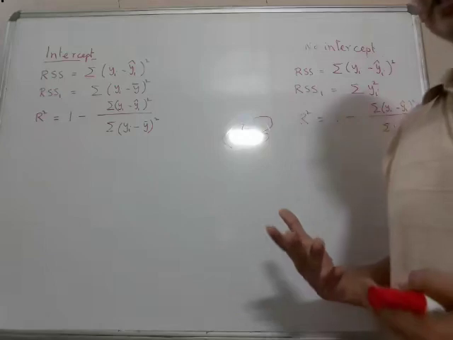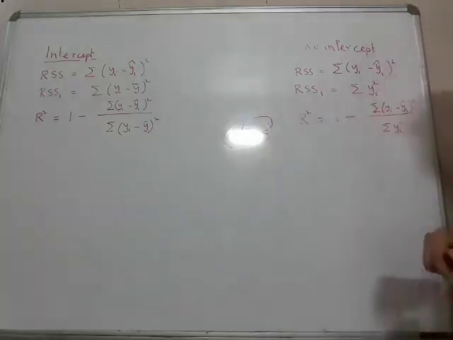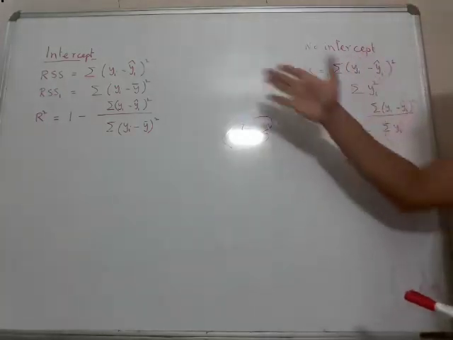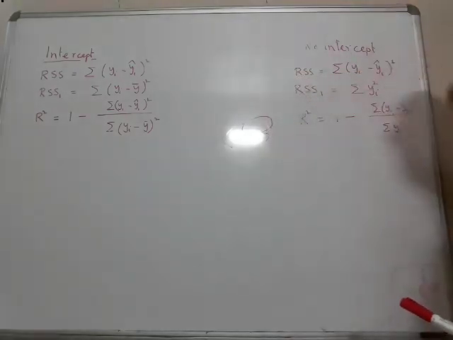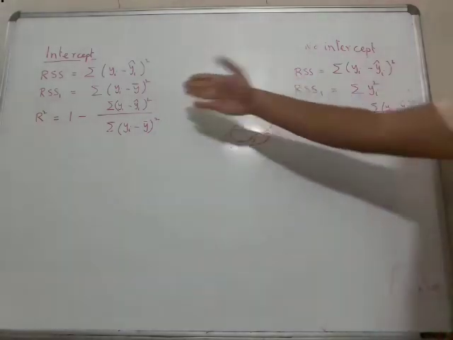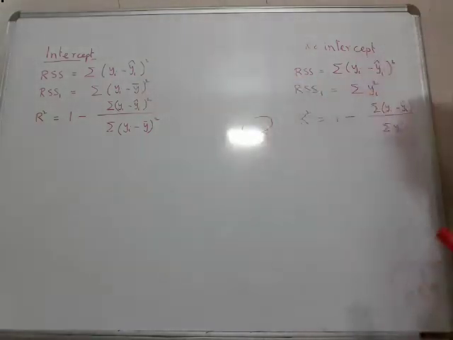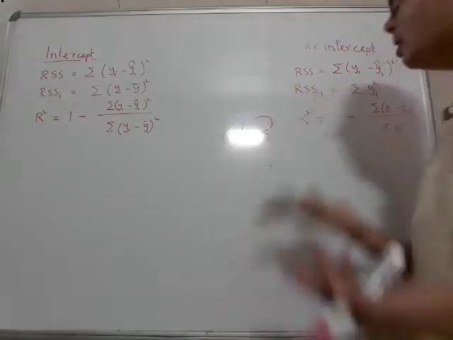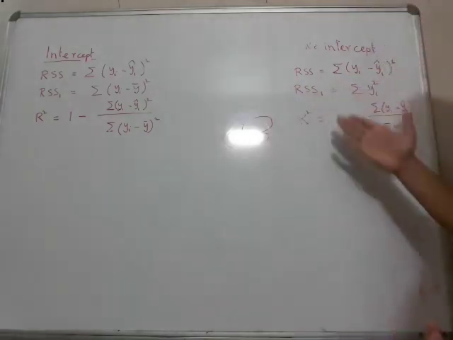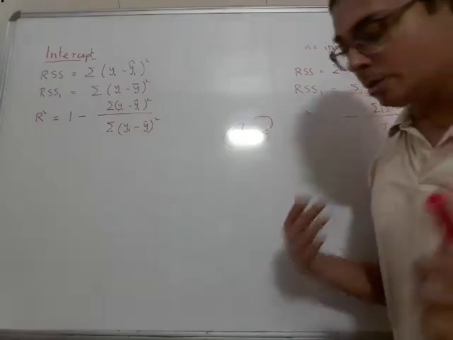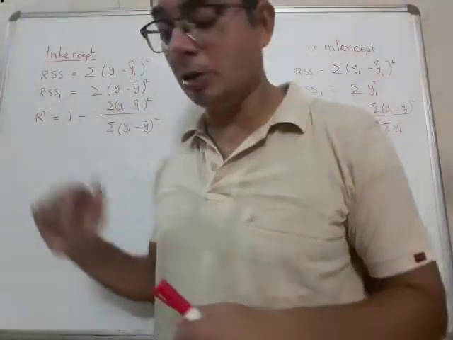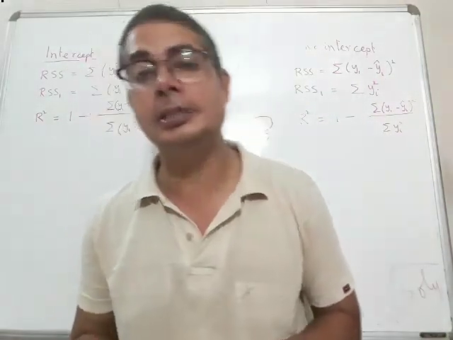Now the very same idea is present even in the no intercept case. RSS is still the same old value. RSS1 this time is different because there is no intercept term. If you have removed the model, then just nothing remains, so your entire y's are explained. So RSS1 is summation yi square. R square is again the same formula, except that the denominator is slightly different. Now both these formulae are used depending on whether you have intercept or no intercept.